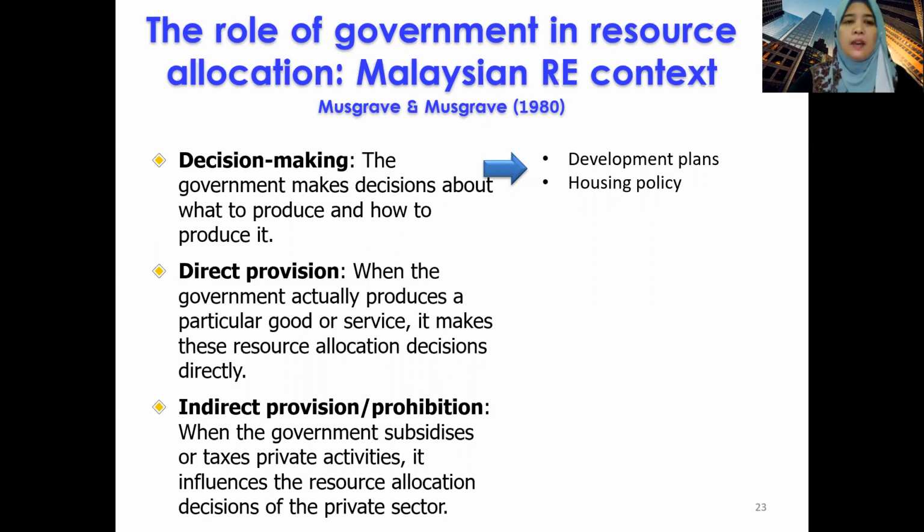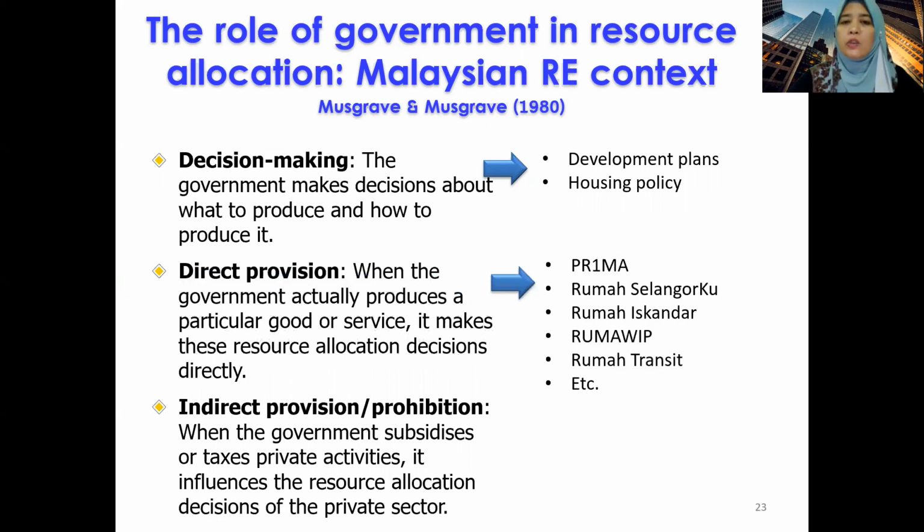Direct provision. In the case of Malaysia, most of the examples I give you are related to real estate, in this case housing. So we have PRIMA, Rumah Selangorku, Rumah Iskandar, Rumah WIP, Rumah Transit. All these are housing programs by the government to produce housing for the population.